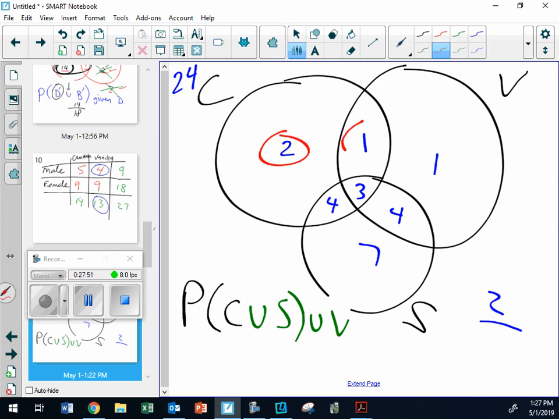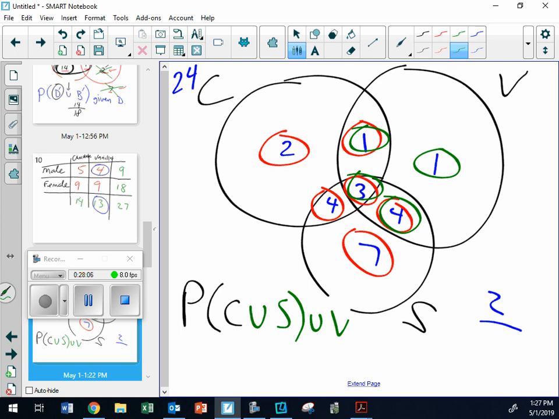Here's C union S. Do you agree that's the union of C and S? Then, where does that intersect V? Well, here's V. 8 out of 24. Raise your hand if you had 8 out of 24. Oh, you don't agree, or? Oh, I did intersect. You caught me. I did intersect. That's a union at the end.